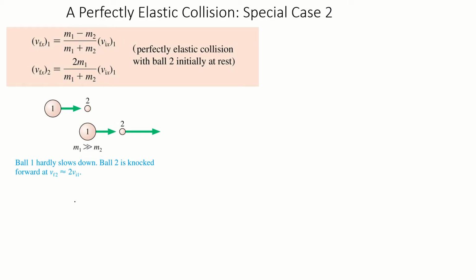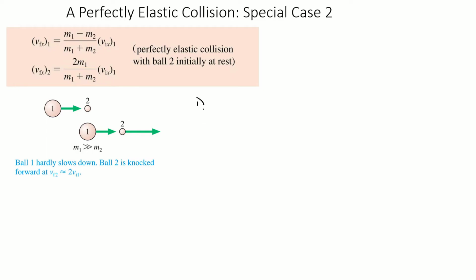Another case we can look at is, let's imagine one of the balls is much bigger than the other ball. Imagine you roll a bowling ball at a ping pong ball, or a bowling ball at a beach ball. Well, what happens? You would expect the bowling ball to just keep going and not really notice that it bumped into a beach ball, and you would expect the beach ball to bounce off the bowling ball and fly in the direction it was hit.